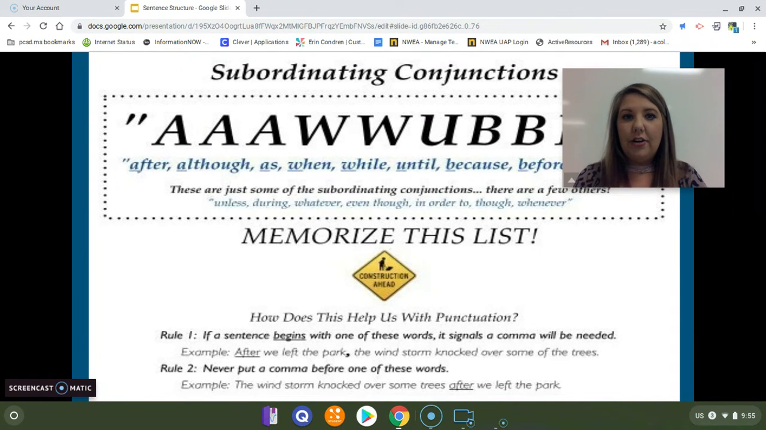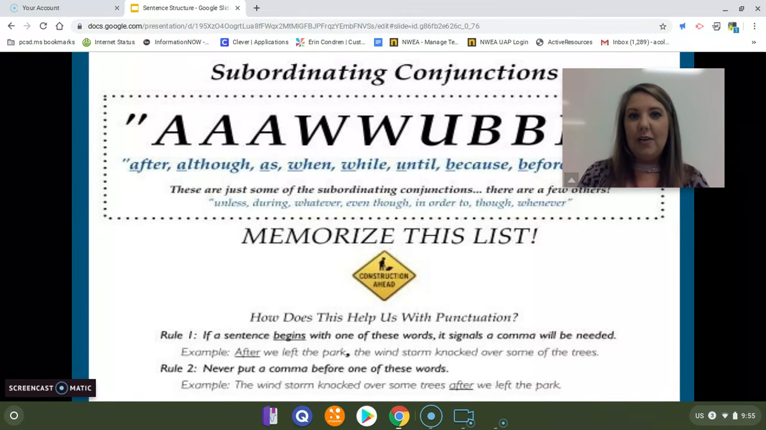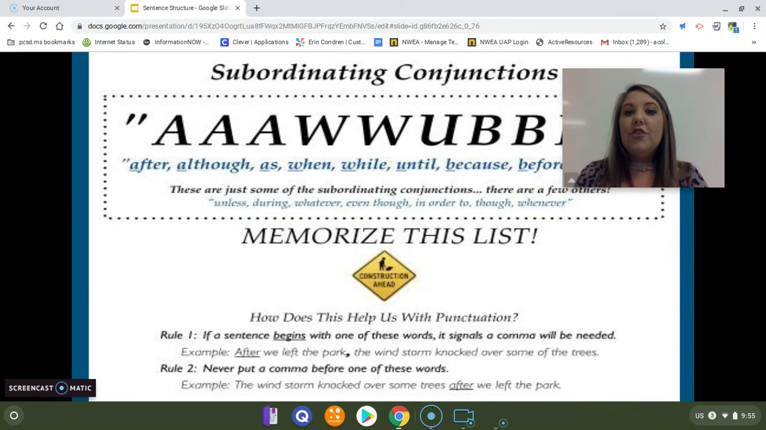So I use this acronym, AWBUS, all of us, okay? All of us are going to learn subordinating conjunctions, all of us, okay? And we memorize this in my classroom: after, although, as, when, while, until, before, unless. So these are just a few of the subordinating conjunctions. There are many more, but these are the ones that are most commonly used.